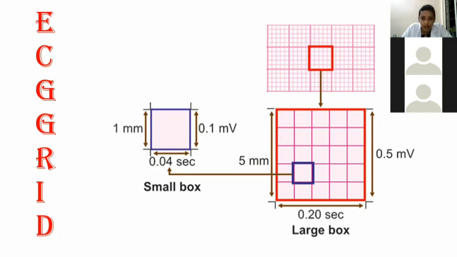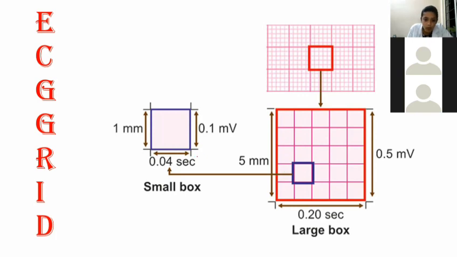So this is a large box, and inside that you can see small boxes also. Regarding this large box, you should know that horizontally the time will be recorded. So time we will assess horizontally, and vertically voltage we will assess. In a large box, the time is 0.20 seconds and the voltage is 0.5 mV, and height is also recorded, that is 5 mm, because in this large box 5 small boxes will be there.